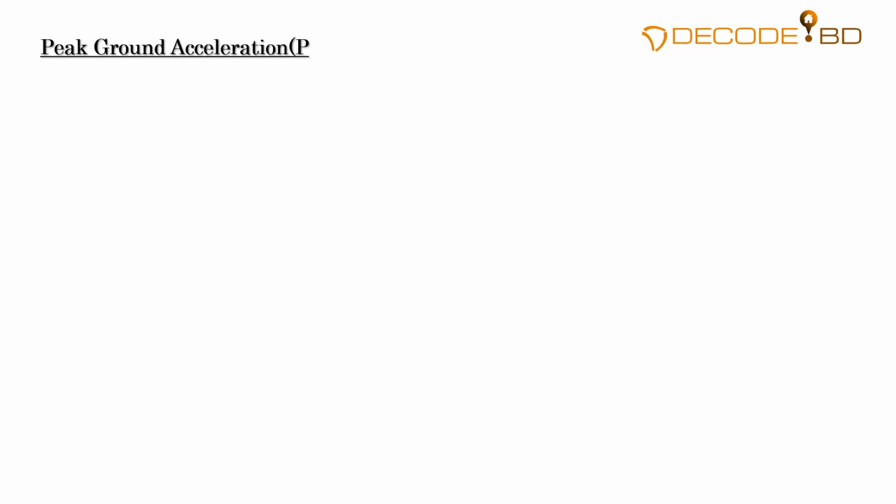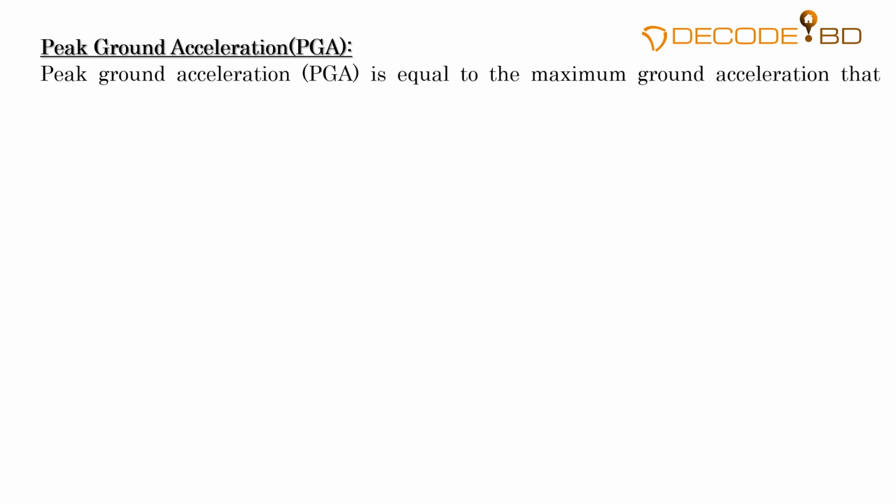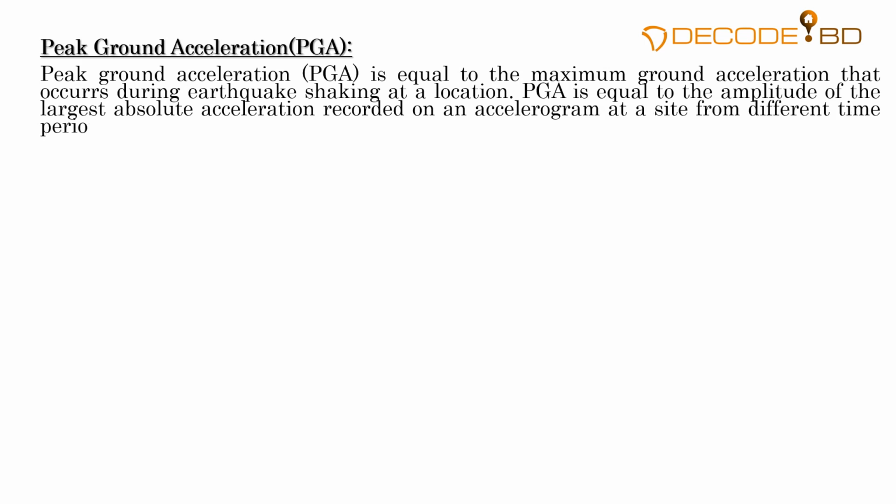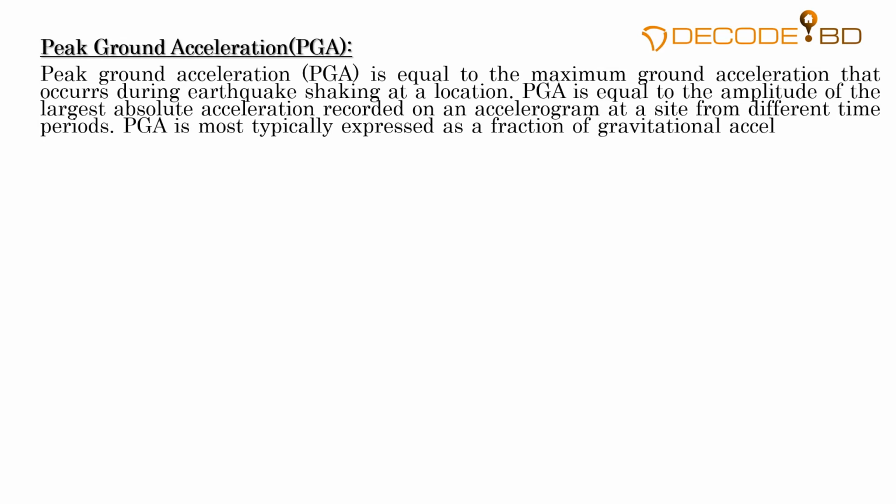Now, peak ground acceleration, PGA. Peak ground acceleration PGA is equal to the maximum ground acceleration that occurs during earthquake shaking at a location. PGA is equal to the amplitude of the largest absolute acceleration recorded on an accelerogram at a site from different time periods. PGA is most typically expressed as a fraction of gravitational acceleration, g equal to 32.2 feet per second square or 9.81 meter per second square.